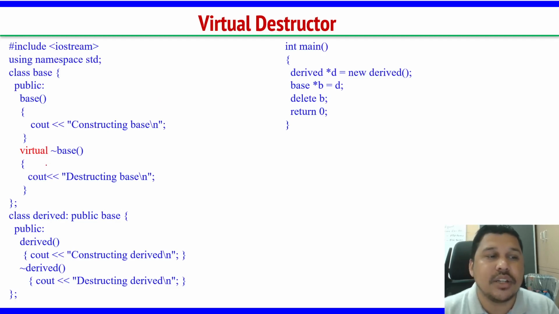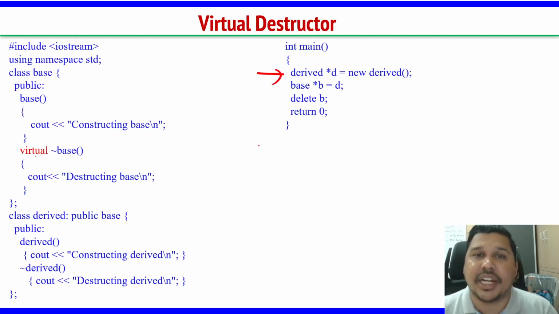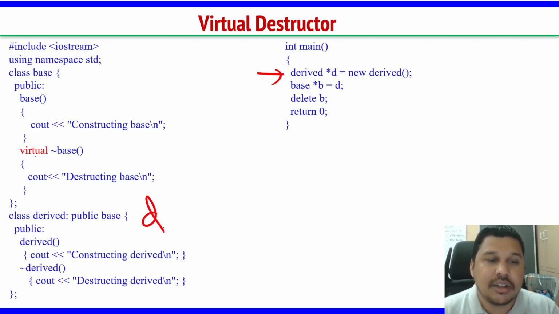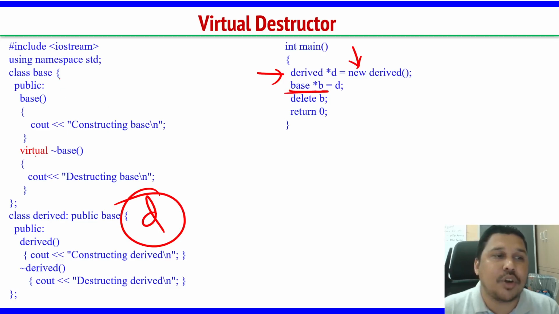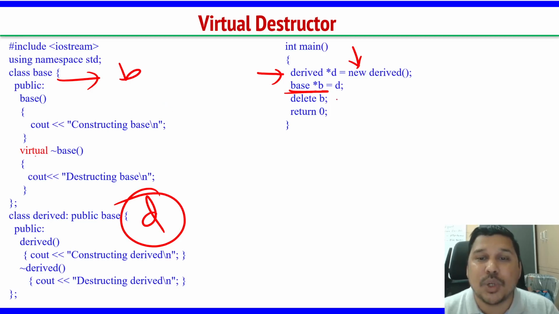Same program, no change, just adding virtual. Now let's see this execution. What happens? A derived class object is created. That is D. But for that D, memory allocation is happening dynamically. Now I am creating a base class pointer. For a base class, I am creating an object B, and I am assigning that equal to D. D is assigned to this pointer B.